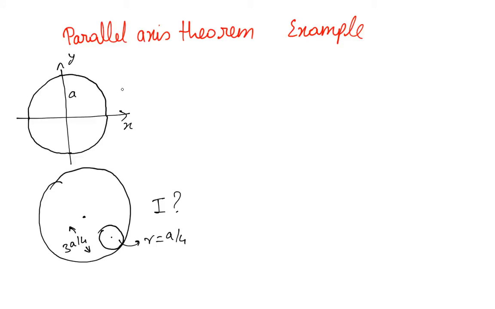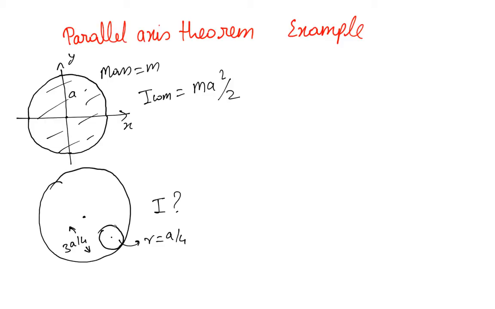Okay, let's solve a problem on the parallel axis theorem. What we have here is a solid disk, and this disk has a radius a and mass m. This is the z-axis, and we know the center of mass passes through the z-axis. The moment of inertia is going to be ma squared over 2.